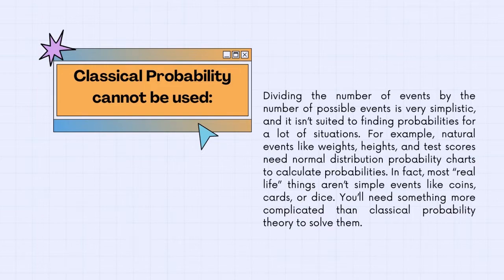Dividing the number of events by the number of possible events is very simplistic, and it isn't suited to finding probabilities for a lot of situations. For example, natural events like weight, height, and test scores need normal distribution probability charts to calculate probabilities. In fact, most real life things are not simple events like coins, cards, or dice. You'll need something more complicated than classical probability theory to solve them.